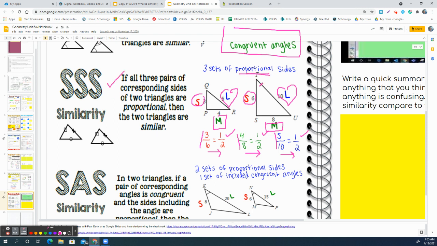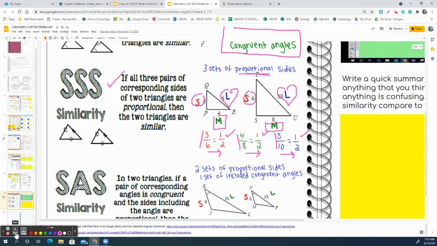Because I've got to have proportions. So when you have 3 sets of sides, figure out what the small sides are, reduce them. Figure out what the medium sides are, reduce them, and the large sides and reduce them. If they all reduce to the same number, then you have similar triangles. If they're not equal, then they're not similar. And hopefully this will make sense as we practice.